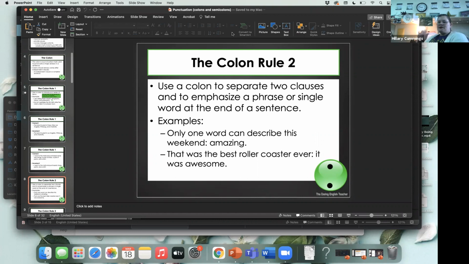All right, colon rule number 2. Use a colon to separate 2 clauses and to emphasize a phrase or single word at the end of a sentence. Only one word can describe this weekend: amazing. Or, that was the best roller coaster ever: it was awesome.